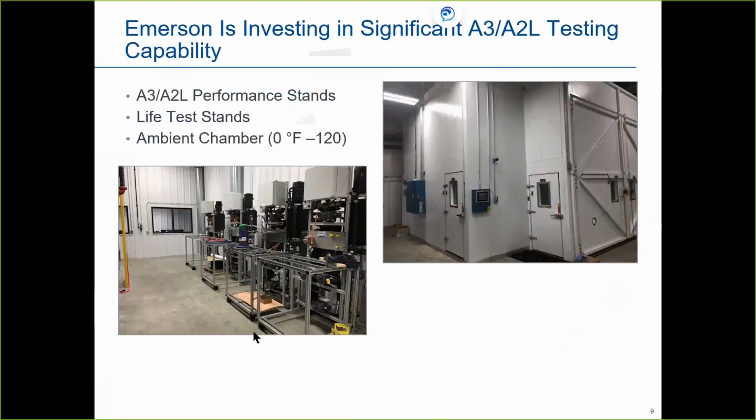So on that note, here are a couple new labs that we have in Sidney, Ohio, that Emerson is using. We're investing in significant A3 and A2L testing capability. I toured this building last summer. I believe I brought my supervisor, Ben Weiser, and another instructor with me. We had to get permission to get in here. Obviously, it's not well-traveled. You have to get permission to come in there. But a lot of life test stands, a lot of good stuff going on over there. They're testing inside these chambers. These chambers can range from 0 degrees to minus 120. So it's really high-tech stuff, and all UL testing, by the way, UL labs, I mean, certified, so very good stuff.